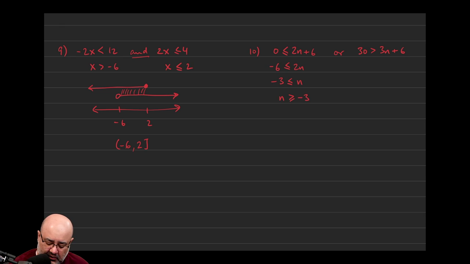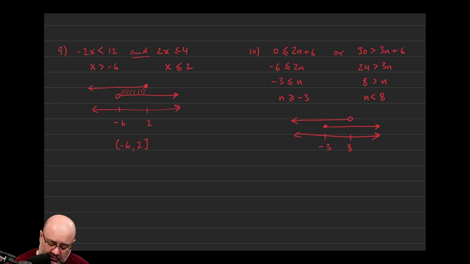Similarly, we solve the one on the right-hand side by subtracting 6 first, so that gives me 24 is greater than 3n. I'm going to divide both sides by 3, not changing the direction of the inequality because I'm dividing by a positive. And then I'm just going to reverse it so that the n is on the left. And now I can plot my two numbers, negative 3 and 8. Solid dot above the negative 3, open circle above the 8. N is greater than or equal to negative 3, all the numbers to the right of negative 3. N is less than 8, all the numbers to the left of 8.